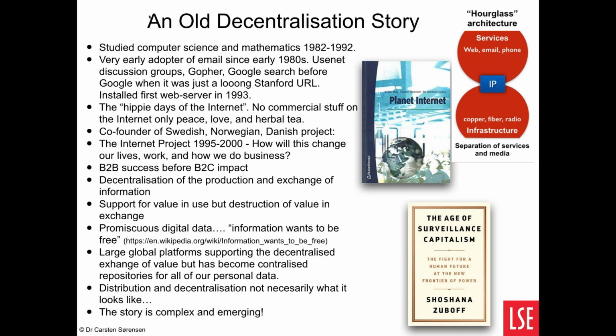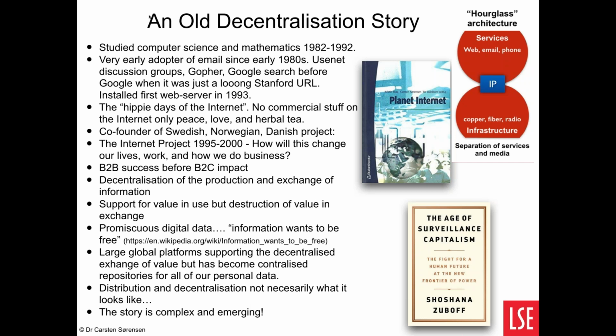And the problem we had then is that the way to deal with the problem that information wants to be free is promiscuous. That means we cannot exchange anything except through platforms unless we want it to lose its value in exchange. And so it turned out that this notion of distribution and decentralization was not what it looked to be in the beginning. It's a complex and emerging story. Yeah, and it still is.